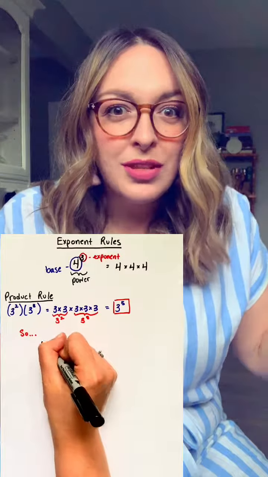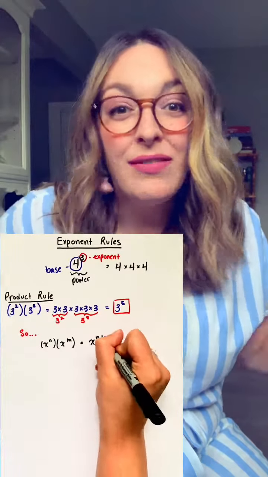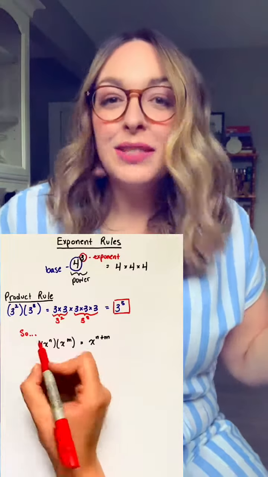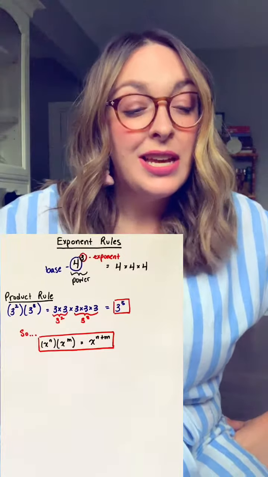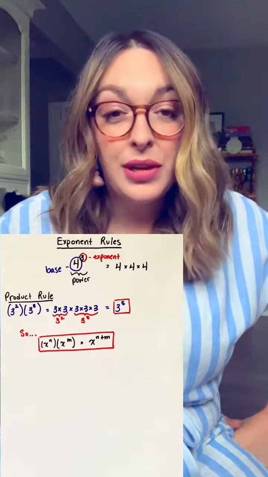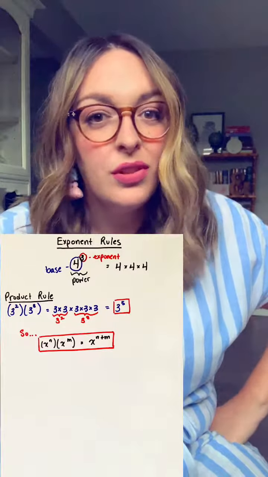So what happened with those exponents? We had an exponent of 2, an exponent of 3. How do you take 2 and 3 and get 5? You add them together. So what works for the product rule is you take x to the power of n times x to the power of m, and that is equal to x to the power of n plus m. I shouldn't have chosen those letters.